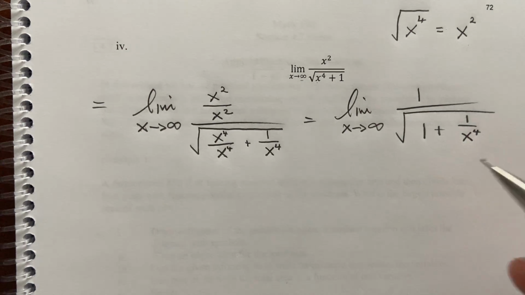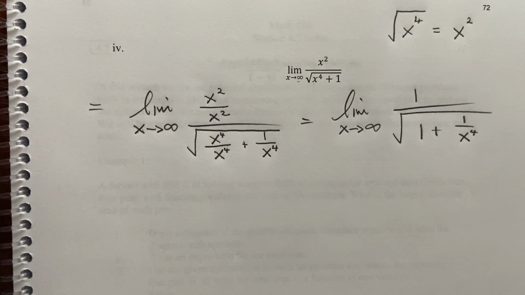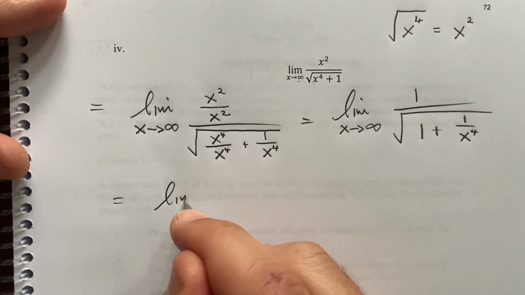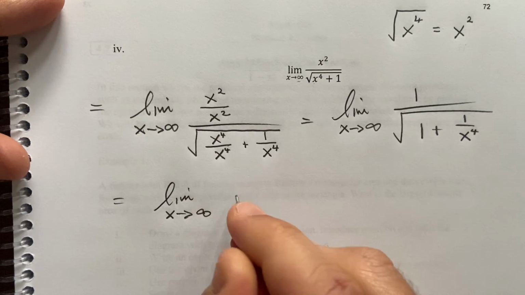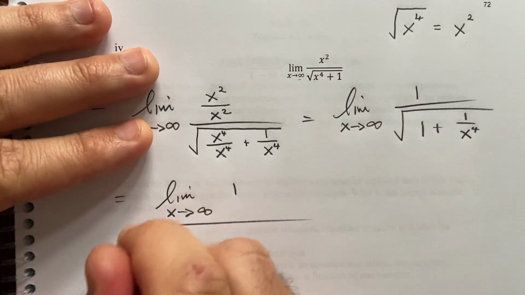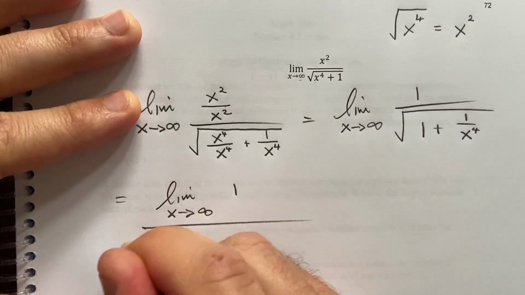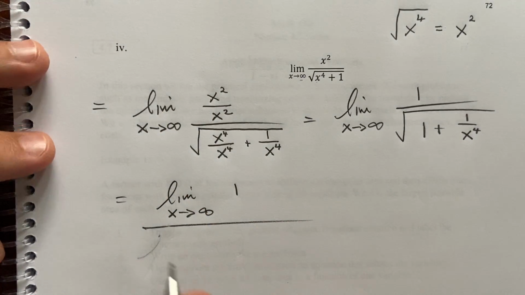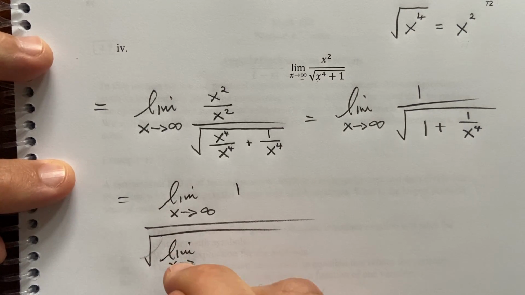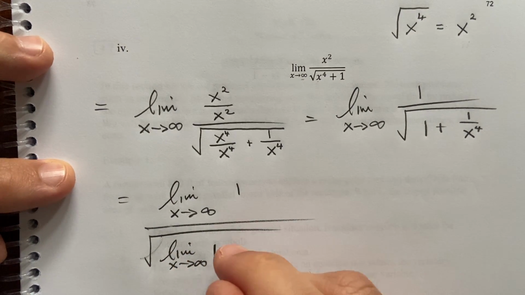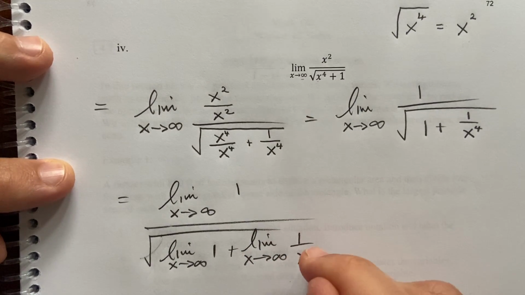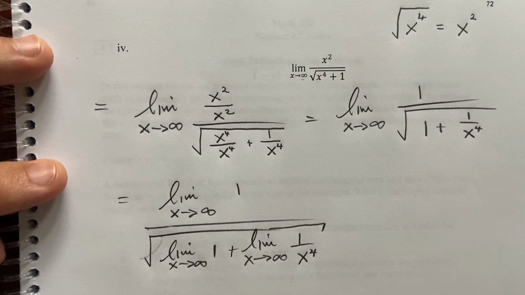Again, I'm thinking of this limit kind of coming inside of this function appropriately. So I'd have limit as x approaches infinity of 1 divided by the square root, right? We can pass the limit under that square root. So we can say square root of the limit as x approaches infinity of 1 plus the limit as x approaches infinity of 1 over x to the fourth. And this is all happening under that square root.